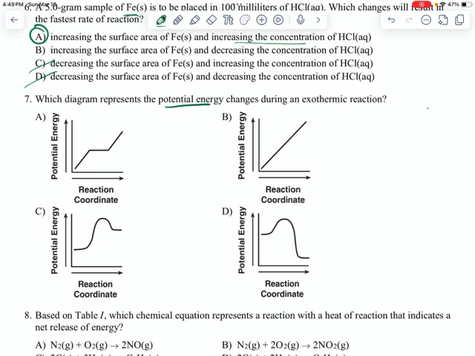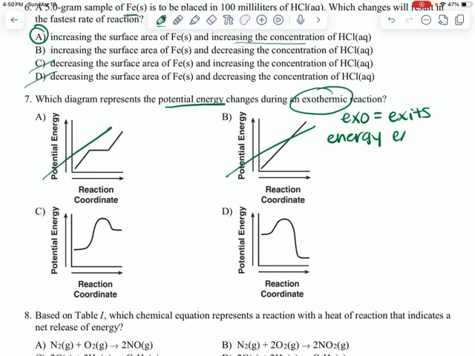Potential energy diagrams are our hills. So A and B are not it. It's either C or D. It's exothermic. Remember, exothermic means exits. So energy exits or is released. And this is going to be on the product side. So if we have A plus B yields C plus 10 kilojoules, energy is on the right side. So we're going to go from high to low.